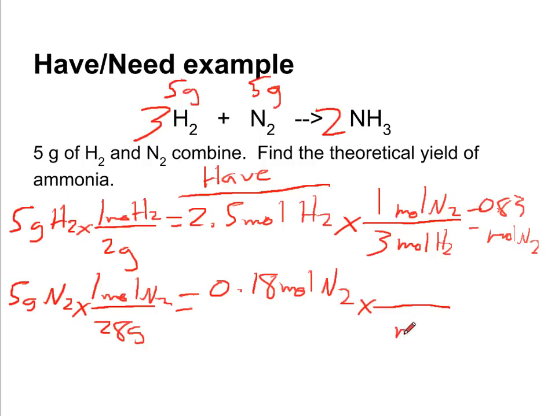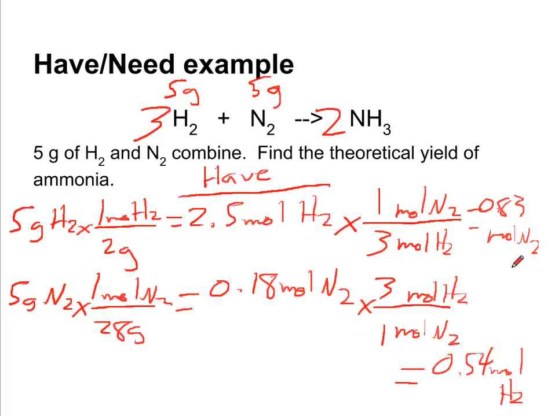We'll do the same thing down here. We want to cancel out moles of N2 and get to moles of H2. Take the 1 from N2, the 3 from H2. 0.18 times 3 is going to equal 0.54 moles of H2. I know the edge of the page kind of crept up on me there, but these two values that we just found, that's how many moles we need to get rid of what we have.